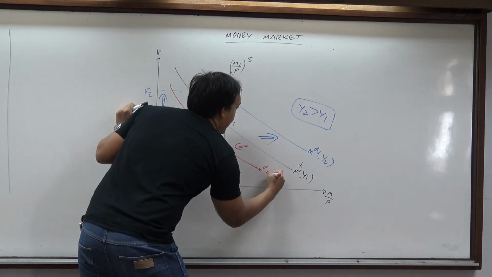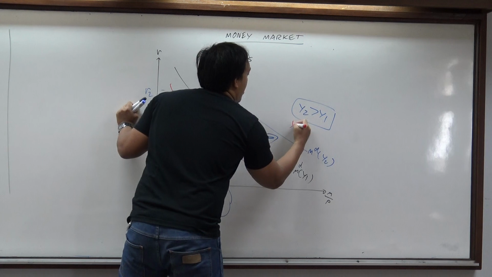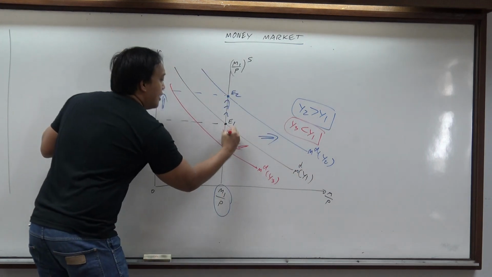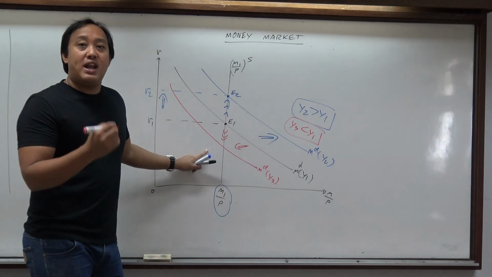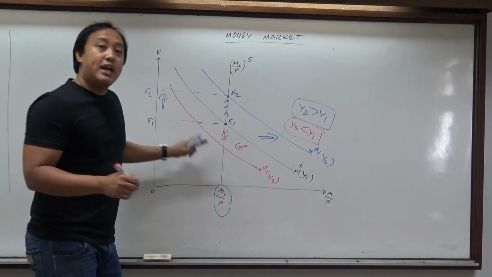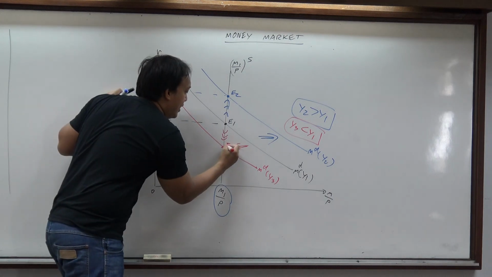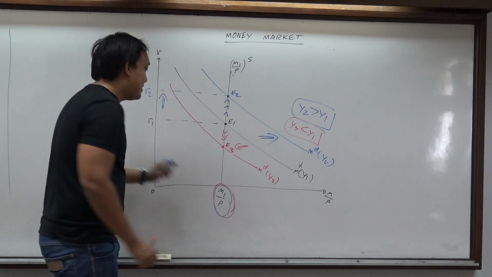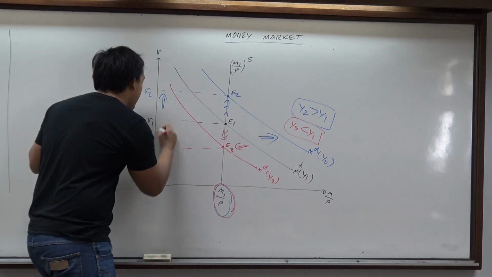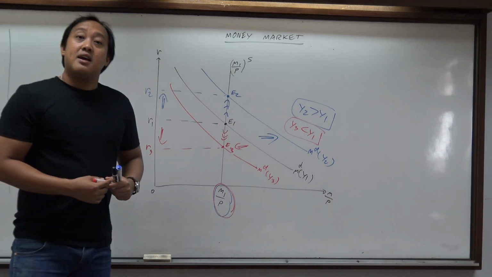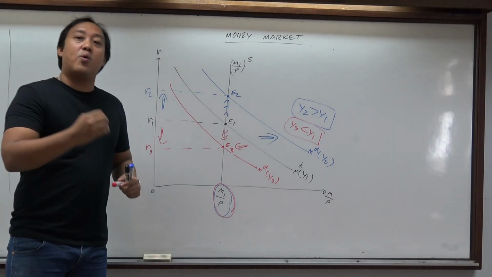This is MD of Y3. Y3 is less than Y1. Money demand shifts to the left. However, the real money supply is still the same. Then the equilibrium point goes down from E1 to E3. The amount of money in the economy is still the same, but the real interest rate goes down. So when the economy is bad, the real interest rate always goes down.